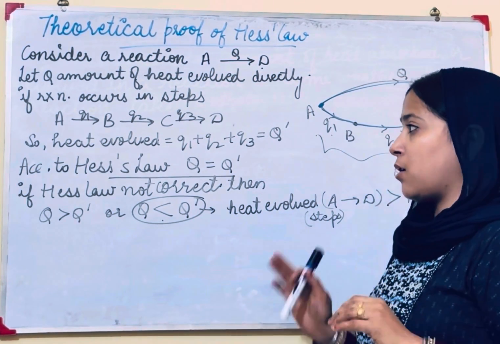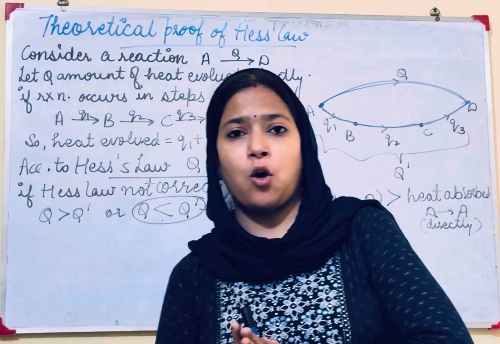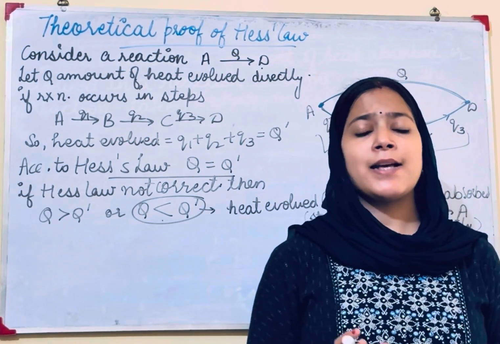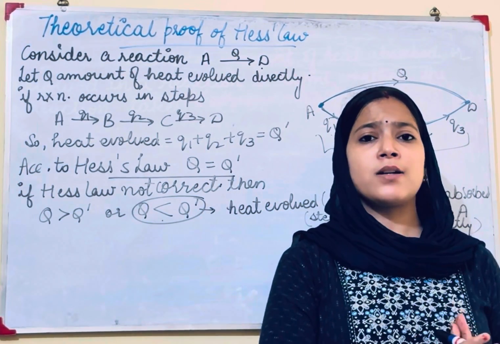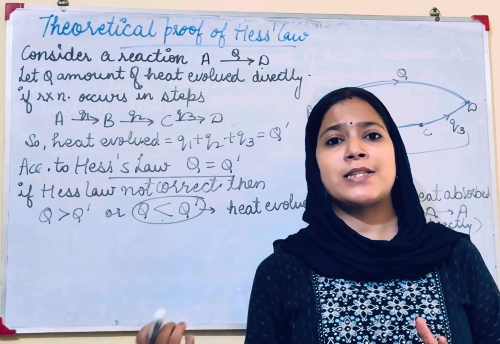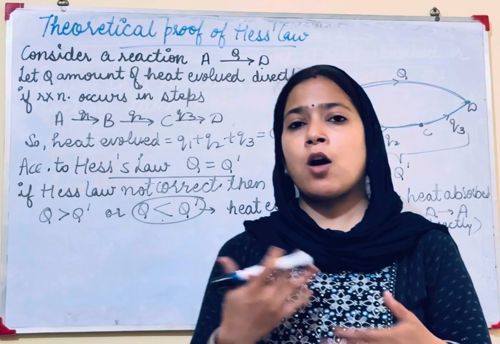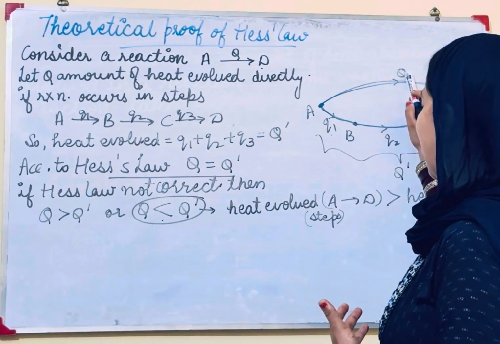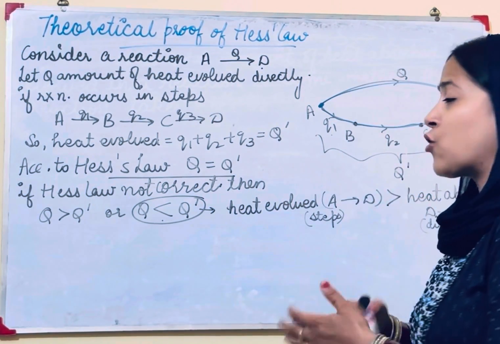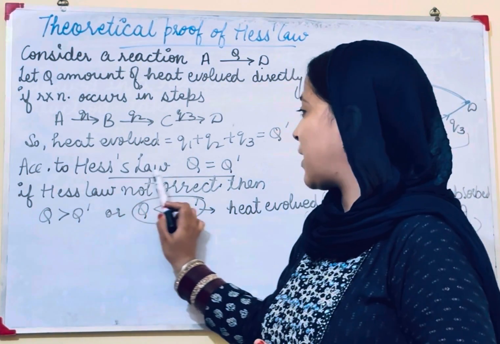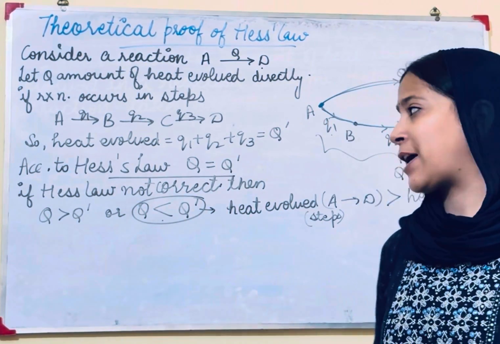So we will apply Hess law. We have already studied in Hess law that whether the reaction occurs in a single step or takes place in multiple steps, the enthalpy change will remain the same. So according to Hess law, this heat evolved and this heat evolved should be the same. So according to Hess law, Q is equal to Q dash.